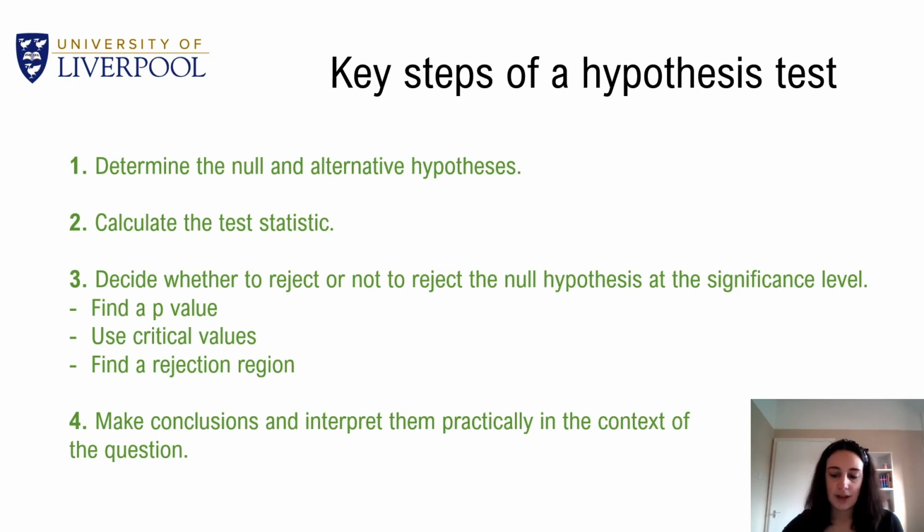The key steps that you might use when you are conducting a hypothesis test can be thought of as the following. Number 1, determine the null and alternative hypotheses. Number 2, calculate the test statistic. Number 3, decide whether to reject or not to reject the null hypothesis at the significance level. And number 4, make conclusions and interpret them practically in the context of the question. Let's take a closer look at these steps.